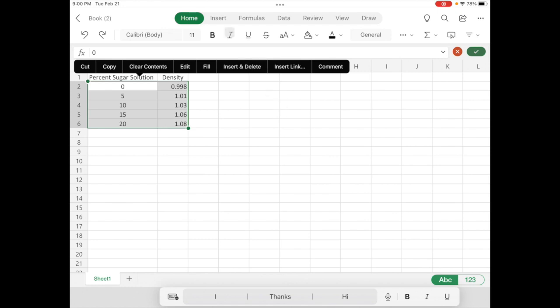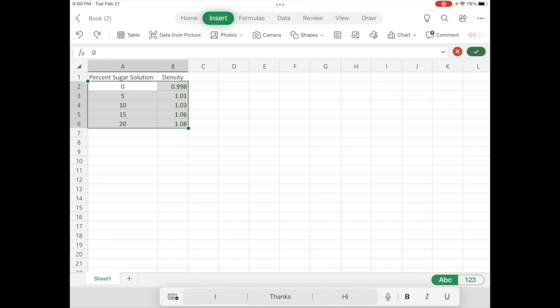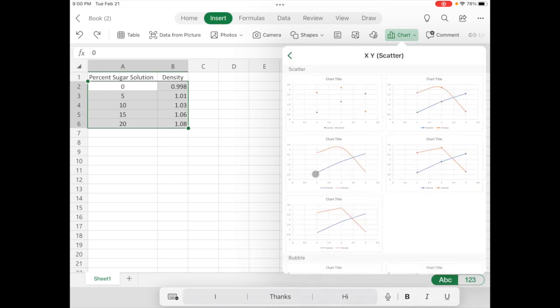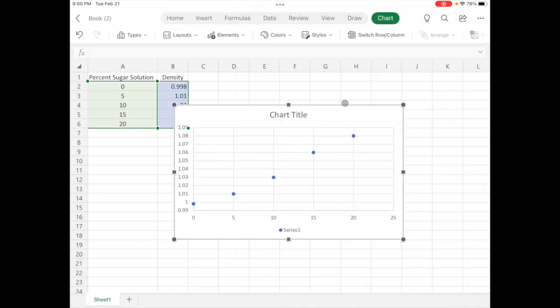So what we're going to do is click on Insert. Insert's all the way up here. And we're going to click on Chart. So I'm going to go to Chart off to the side, and scroll down to where it says XY Scatter, because we're going to make a scatter plot for this. So I'll click on XY Scatter, and then click on the very first one, the one in the upper left-hand corner. And your graph should look something like this when you're finished.